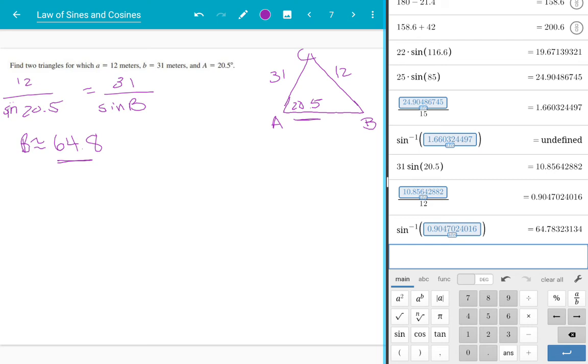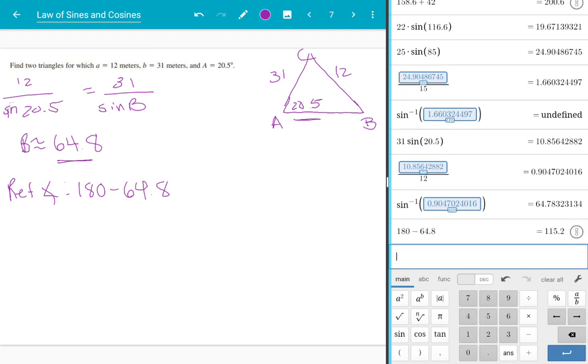Now, remember, sines are positive in both quadrant 1 and quadrant 2. So what I need to check is the reference angle for 64.8 in quadrant 2. So what's 180 minus 64.8? Well, 180 minus 64.8 is 115.2. Now the question becomes: can I still make a triangle with 115.2 and the 20.5? This time the answer is yes. So what that tells me to do is I actually have to create a second triangle.